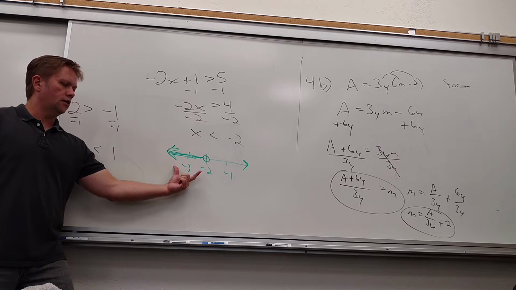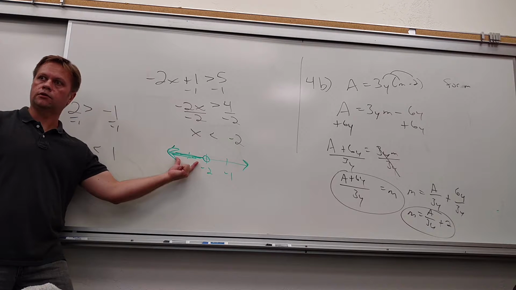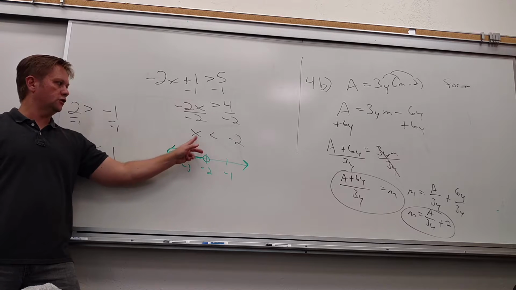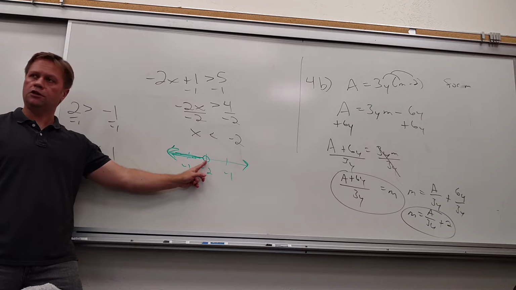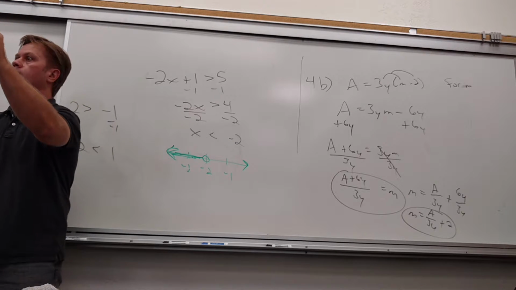All the numbers. Yeah. I'm shading where all the answers are. Is -2 an answer to this statement? Is -2 less than -2? No. So I'm not going to shade -2 in. So really, I look at an open circle as an unshaded circle because it's not an answer.